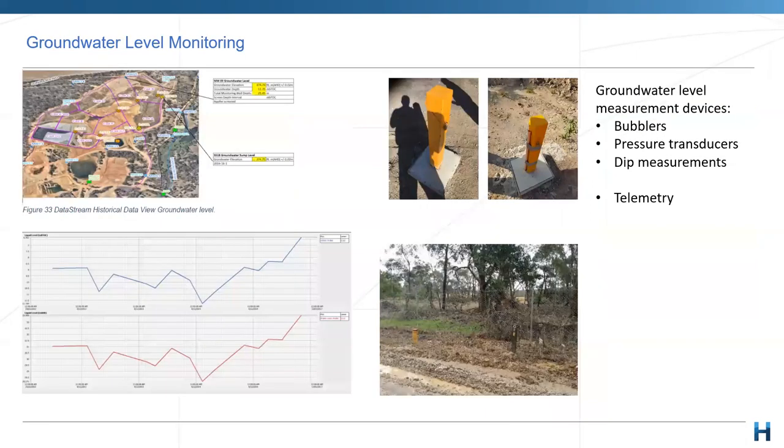Excellent, Dom, excellent. Groundwater level monitoring. I'm going to assume most people know that we can automatically measure groundwater level. One thing to note is you can automatically contour groundwater level data using data stream software these days, which is pretty cool.